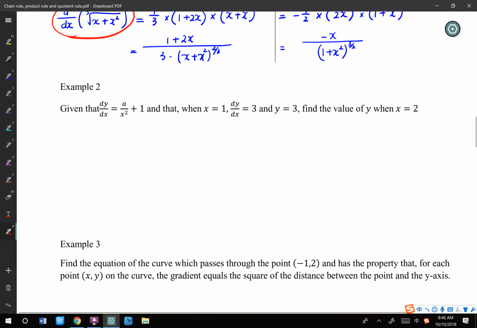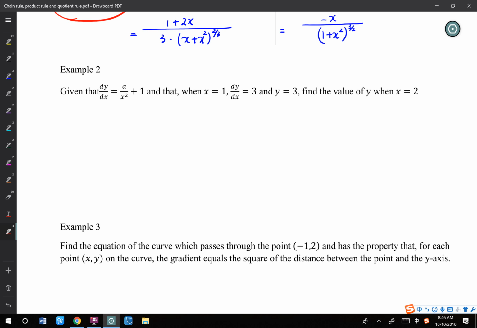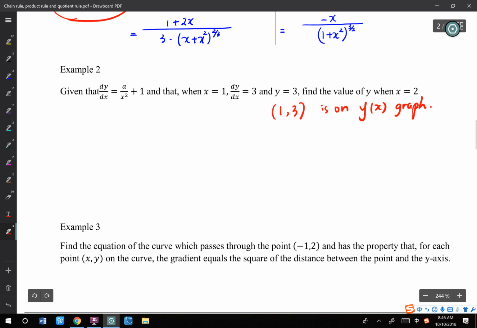All right, example 2. Given that dy/dx equals a over x squared plus 1, and that when x equals 1, dy/dx equals 3 and y equals 3. So what you can see here is two pieces of information. First of all, (1, 3) is on the y-x graph, on the original graph. And also, when x equals 1, dy/dx equals 3.